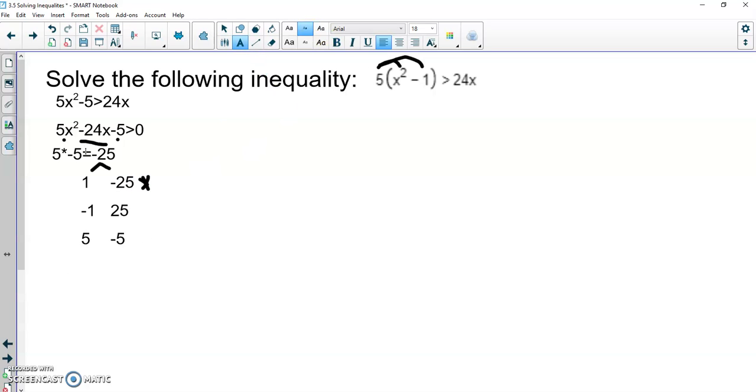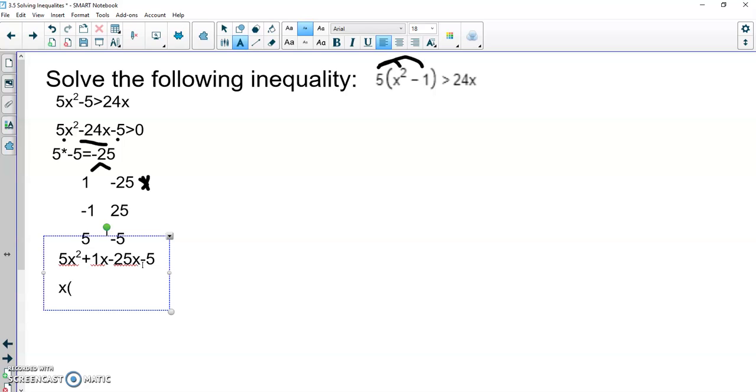That means I rewrite my middle term using that new pair. So it becomes 5x squared plus 1x minus 25x minus 5. Now I have 4 terms. Whenever I have 4 terms, you factor by grouping. You group the first 2 terms and find the greatest common factor, then group the second 2 terms and find the greatest common factor.